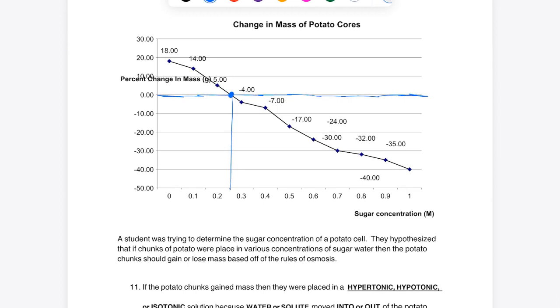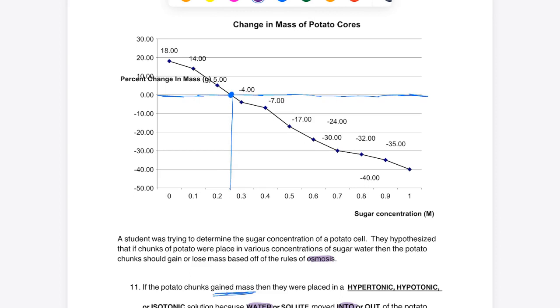So it says, a student was trying to determine the sugar concentration of a potato cell. They hypothesized that if it's placed in various concentrations, the potato chunks either gain or lose mass based off of osmosis. So here it says potato chunks are going to gain mass. That's what sticks out to me first. It's going to gain mass when water moves into the potato cells, because remember, we're always talking about the movement of water with osmosis.